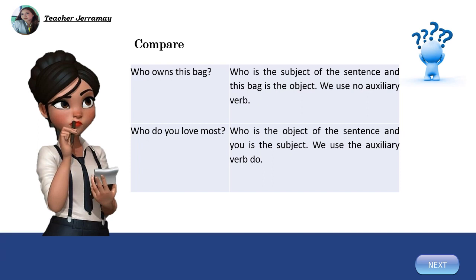Now, let's compare. For example, in the sentence, who owns this bag? The subject is who and this bag is the object. Therefore, no auxiliary verb is used. In contrast, in the sentence, who do you love most? The subject is you and who is the object. So, the auxiliary verb do is used.